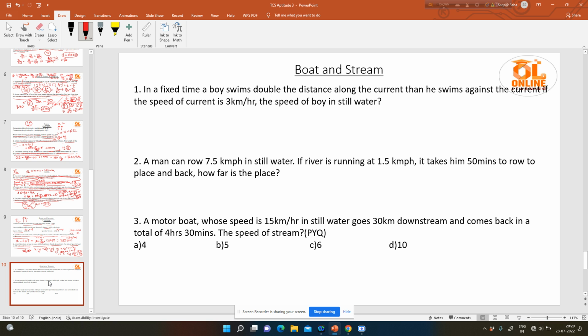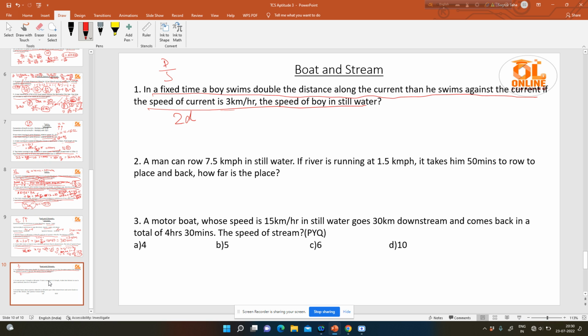Okay. So it is given, in a fixed time, a boy swims double the distance along the current than he swims against the current. If the speed of the current is 3 kilometer per hour, find the speed of the boy in still water. So it is given in fixed time. So we know time is equal to distance by speed. We don't know the distance, but it is given the boy swims double the distance along the current. Along the current means in downstream.